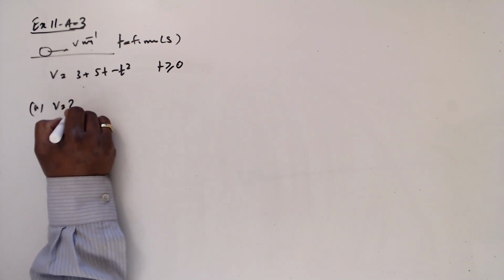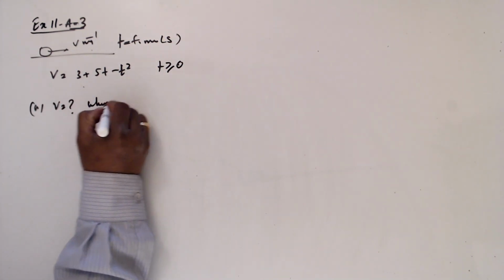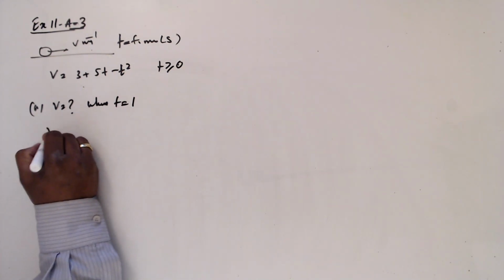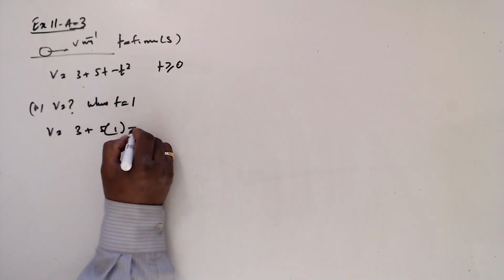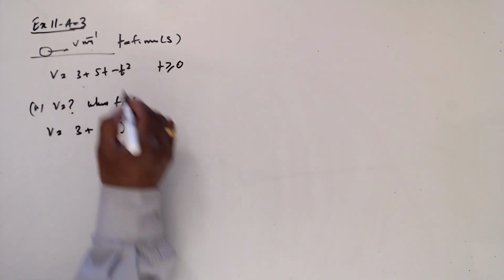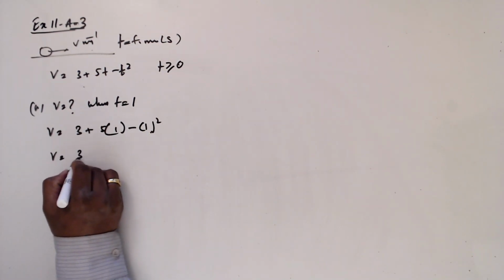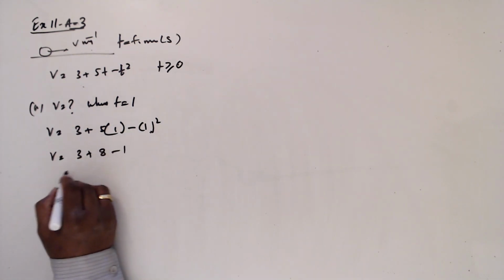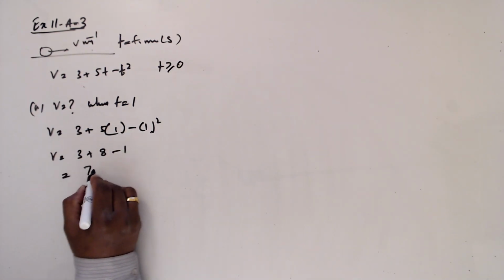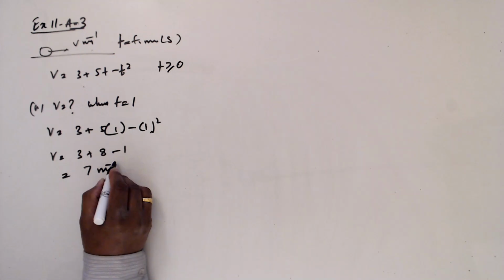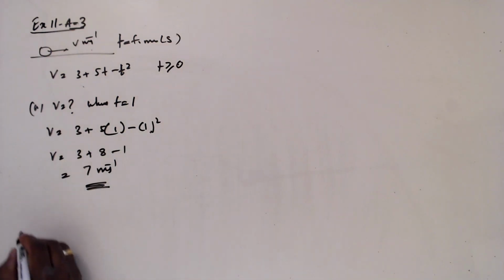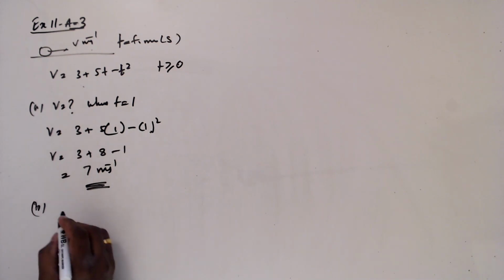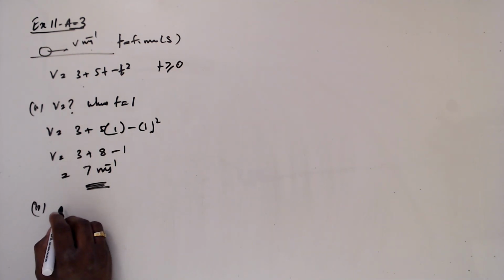So we need to find v when t equals 1. So v equals 3 plus 5 times 1 minus 1 squared. So v equals 3 plus 5 minus 1, that is 7 meters per second. Part B, the greatest speed of the particle.